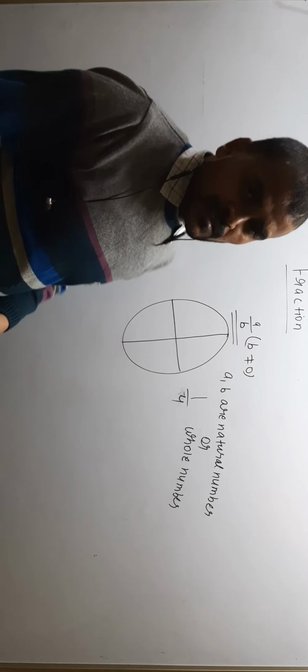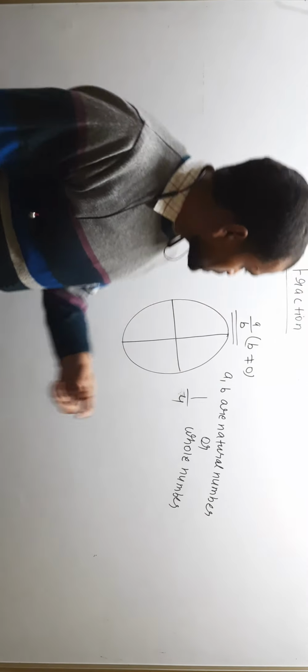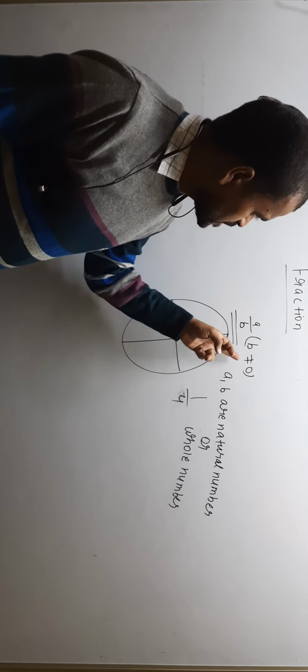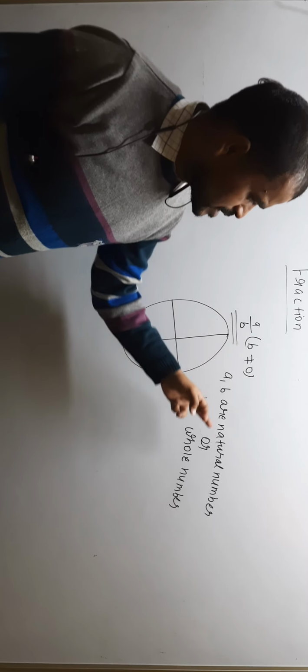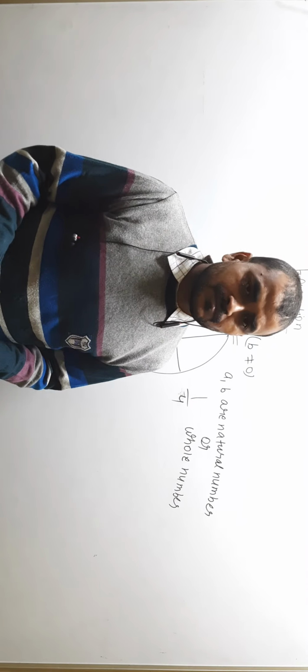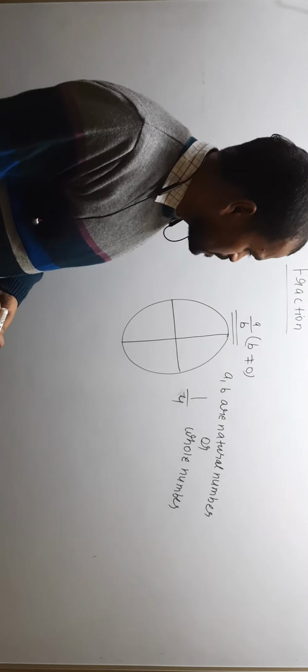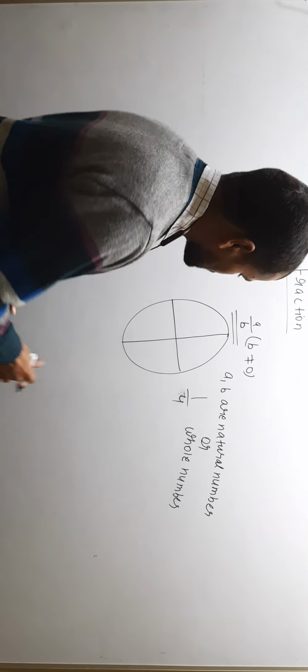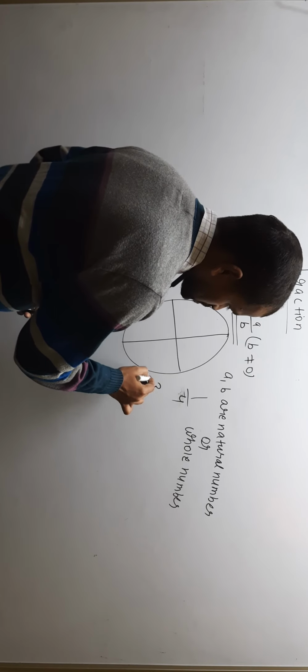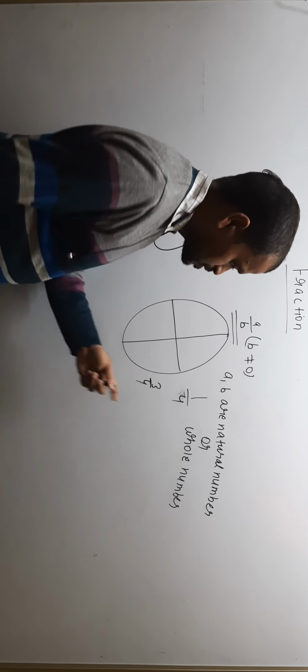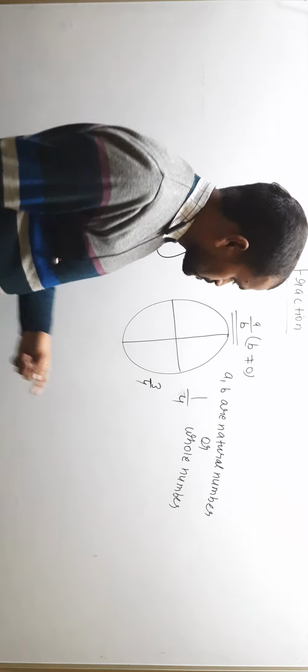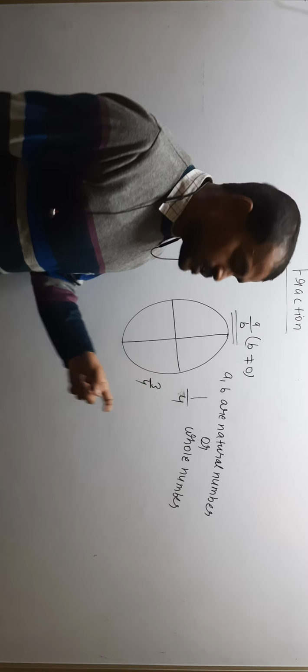So a fraction is a number which is represented in the form of a upon b, but b does not equal 0, where a and b are natural numbers or whole numbers. So this is all about the fraction. I will give you an example. Suppose 3 upon 4. Here a is 3 and b is 4.